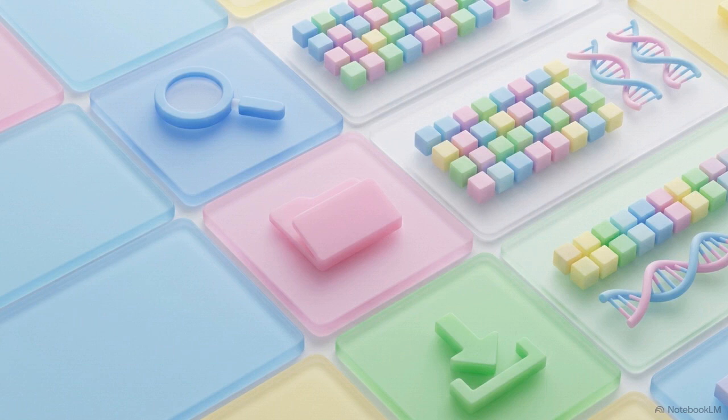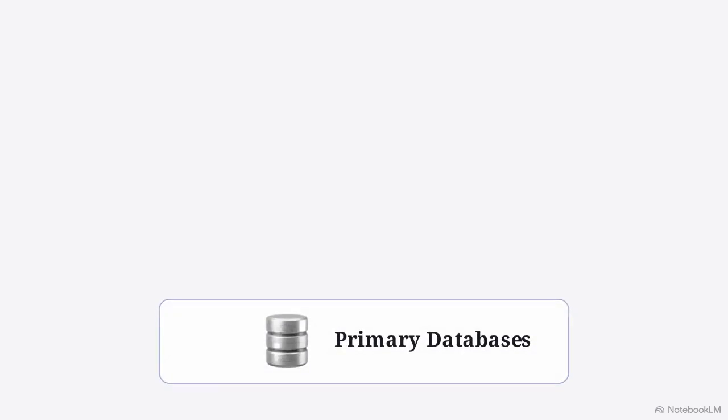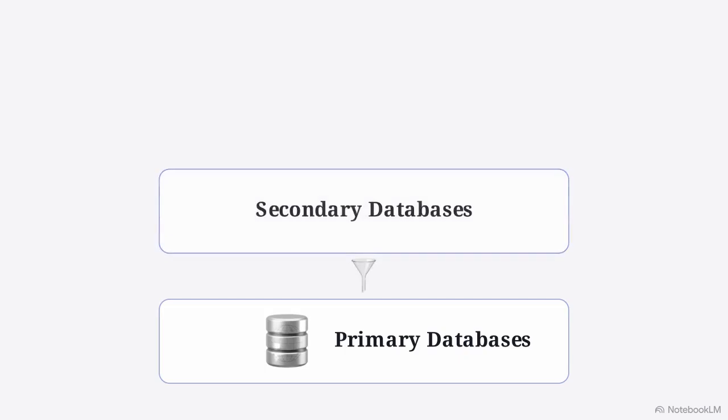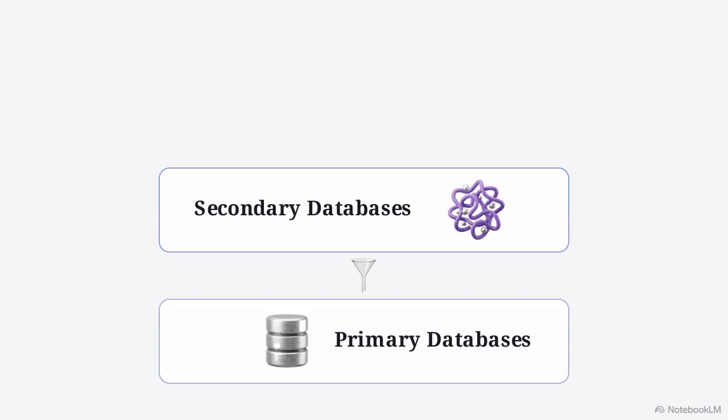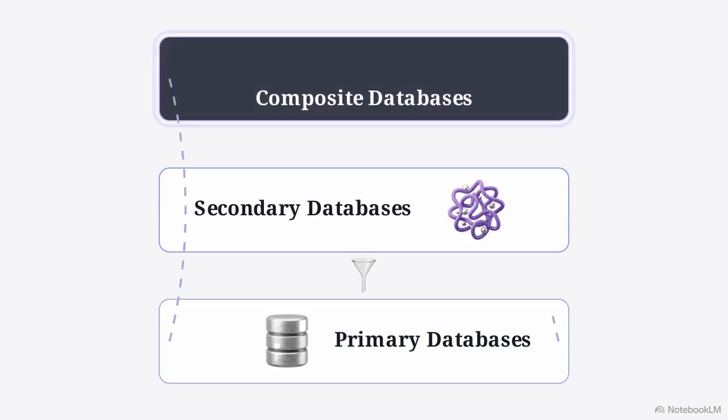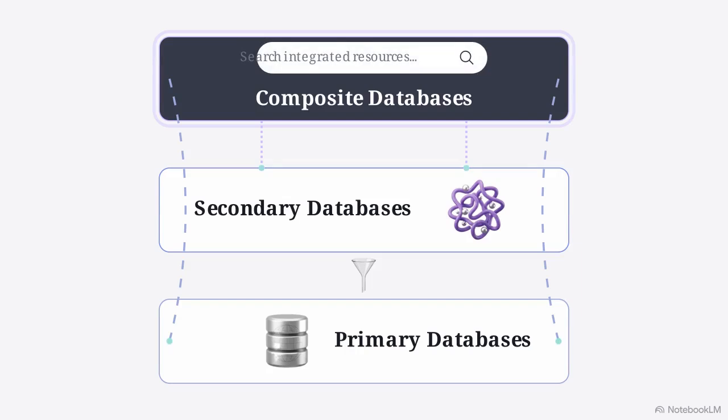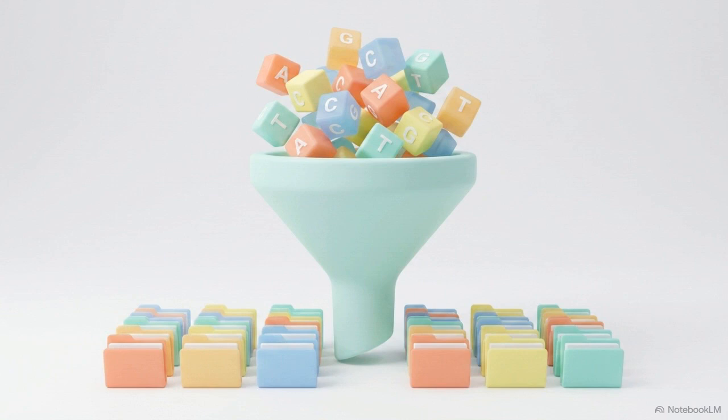It is an organized digital system designed for the efficient storage, search, and retrieval of biological records. These systems follow a 3-tiered structure. Primary databases archive original, experimentally generated data submitted directly by researchers. Secondary databases filter this raw data to identify patterns and classify protein families. Finally, composite databases integrate information from multiple sources, allowing searches across various databases simultaneously. This ecosystem acts as a filtration pipeline, organizing raw laboratory output into categorized, searchable knowledge.